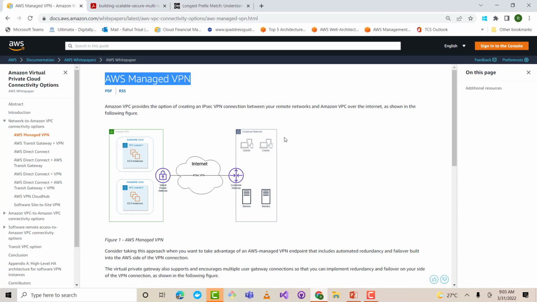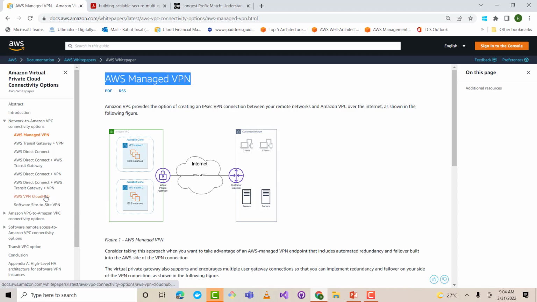So it's pretty straightforward. You have the customer data center and you install the customer gateway on the customer data center, and on the Amazon side for your VPC you have the virtual private gateway, which allows you to set up an IPsec VPN tunnel between the two. So all the components on the AWS side are managed by AWS, which is primarily the virtual private gateway, and that's why it's called AWS Managed VPN. So this is pretty straightforward.